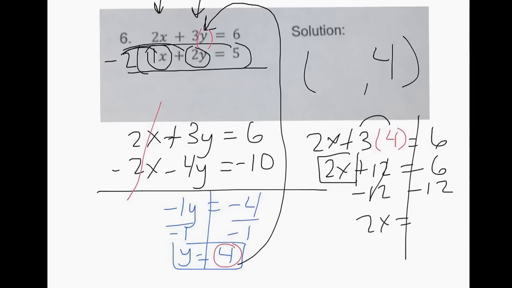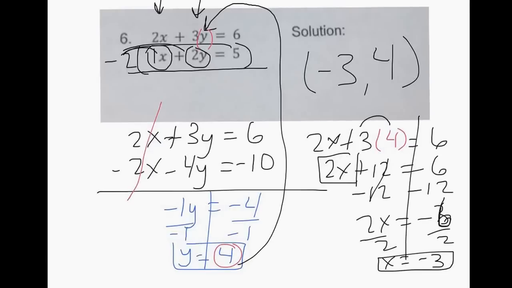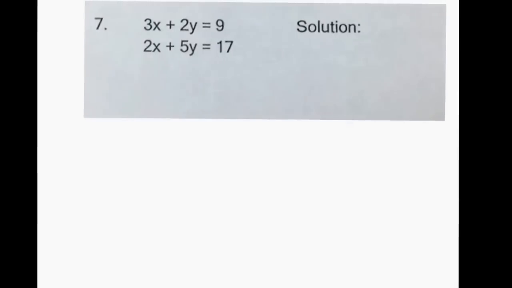2x equals negative 3. Oops, not negative 3, sorry. Negative 6. Then when it's beside it, I divide it. And so x equals negative 3. So I got ahead of myself. Negative 3 was the right answer. So negative 3, comma 4 is the answer. Go ahead and mark that one off of your answer box as well. Next problem.